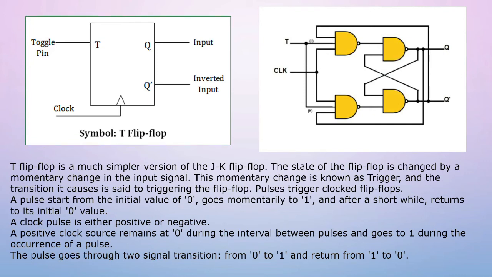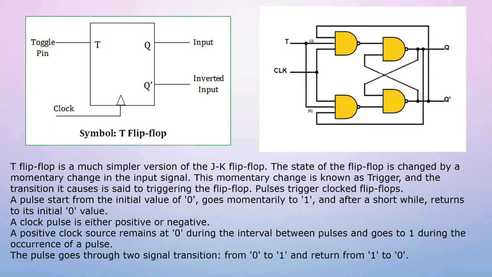Pulse starts from the initial value of 0 and goes momentarily to 1, and after a short while returns to its initial value 0. The clock pulse is either positive or negative. Positive clock source remains at 0, and during the occurrence of the pulse goes through two signal transitions, from 0 to 1 and returns 1 to 0. So the block diagram will be displayed here.